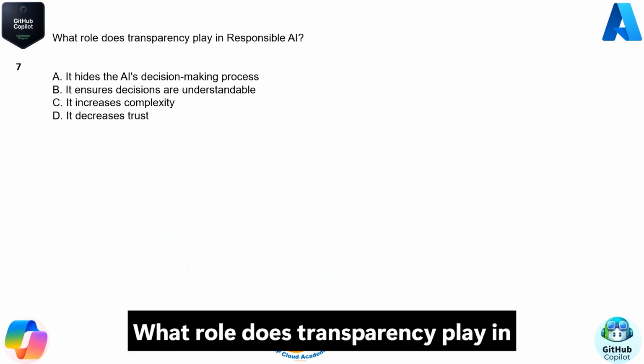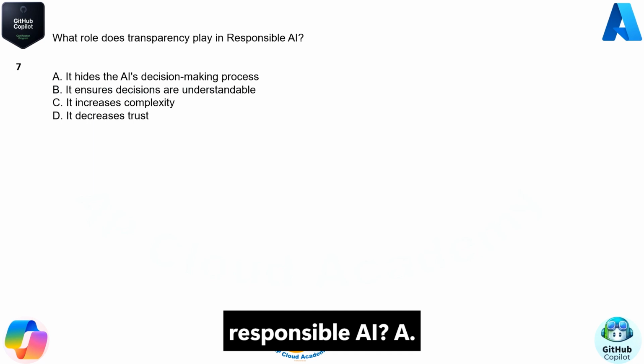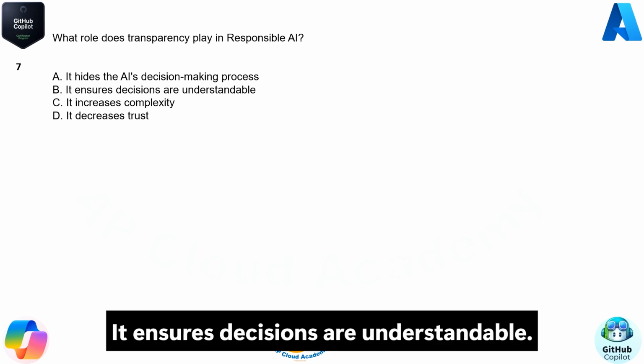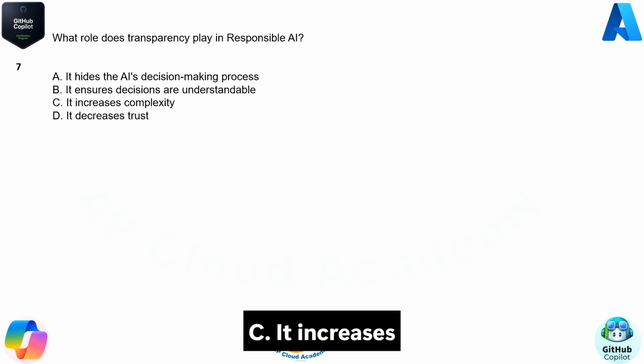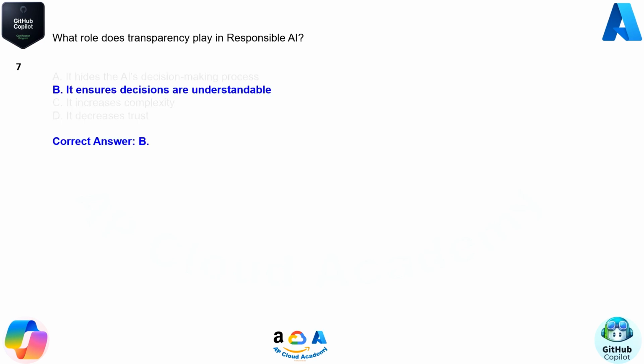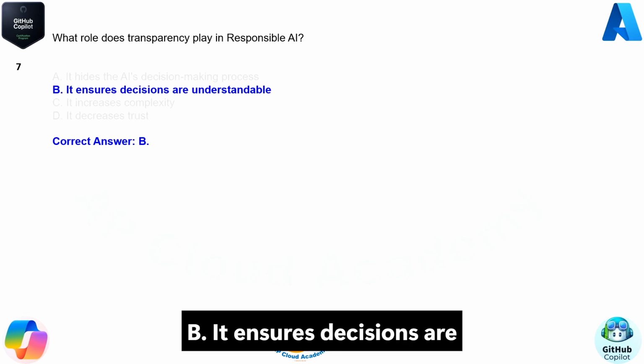What role does transparency play in responsible AI? A. It hides the AI's decision-making process. B. It ensures decisions are understandable. C. It increases complexity. D. It decreases trust. Correct answer, B. It ensures decisions are understandable.